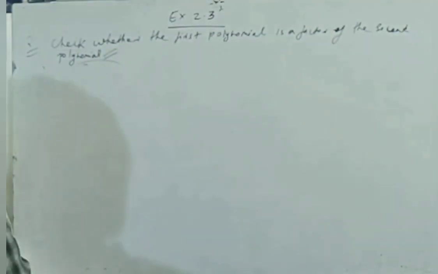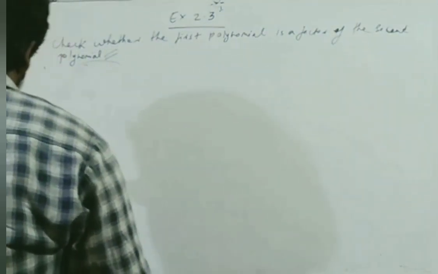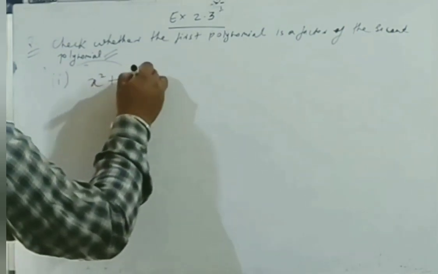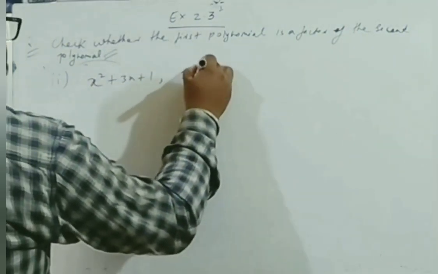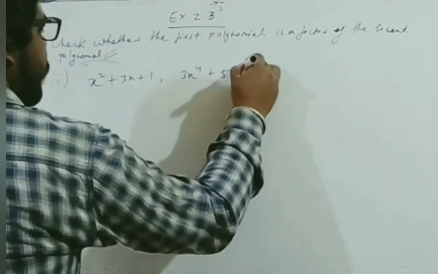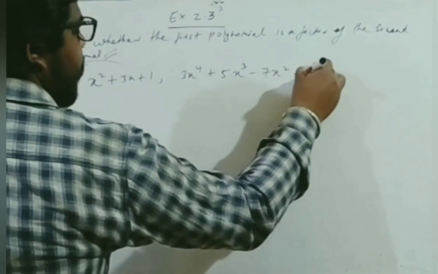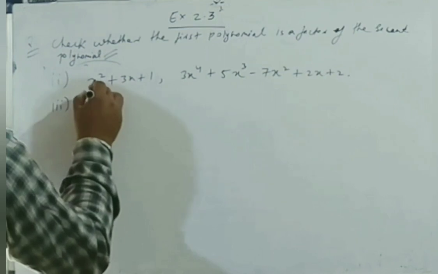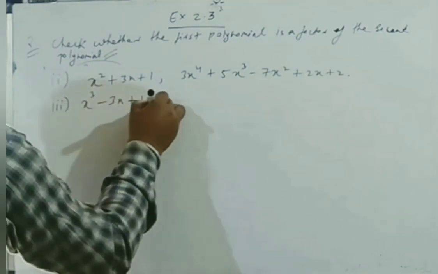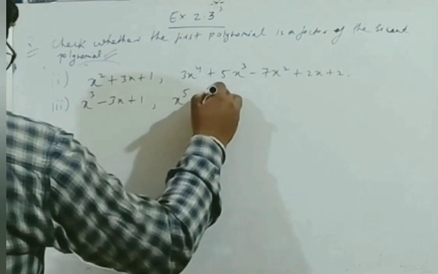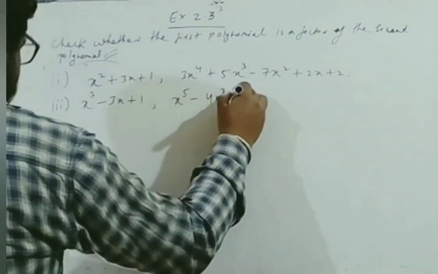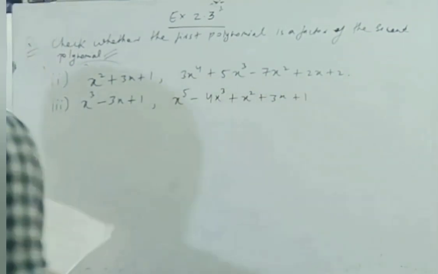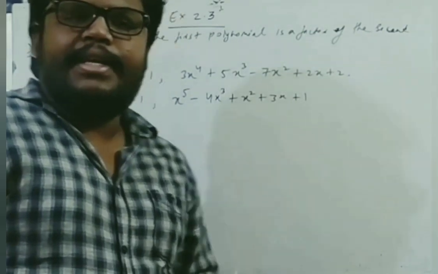So the second part is x square plus 3x plus 1, and the second polynomial is 3x to the power 4 plus 5x cube plus 7x square plus 2x plus 2. The third part is x cube minus 3x plus 1, and x to the power 5 minus 4x cube plus x square plus 3x plus 1. In the same way, you have to solve the second and third parts.